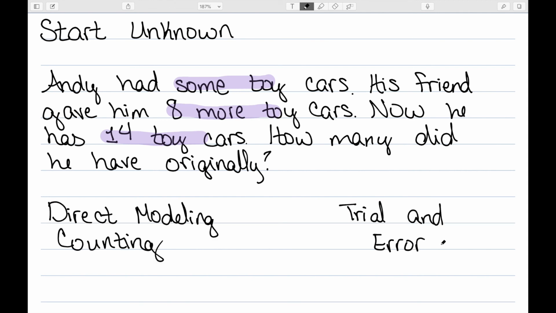With start unknown join problems, direct modeling and counting methods will both have the most common strategy of trial and error. And if I want to look at the basic number sentence here, I would have something plus 8 equals 14. So this is the basic form for our number sentence for start unknown join problems.